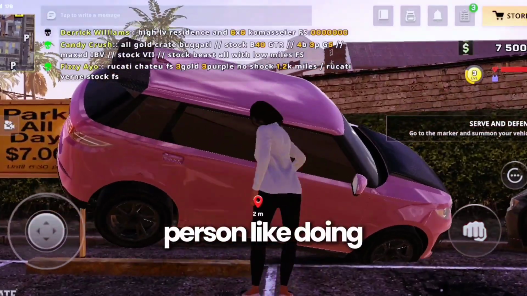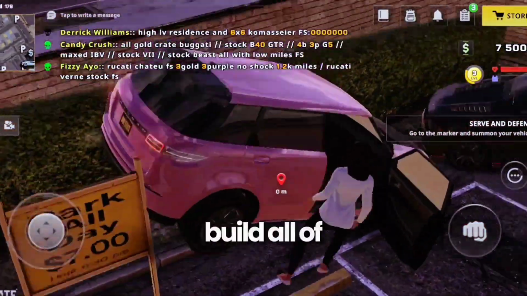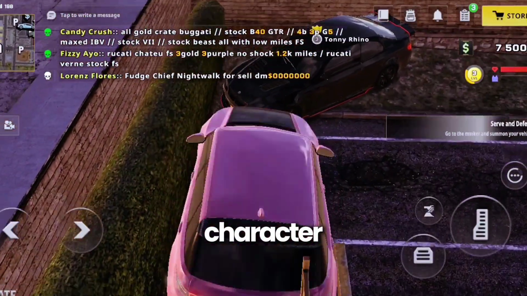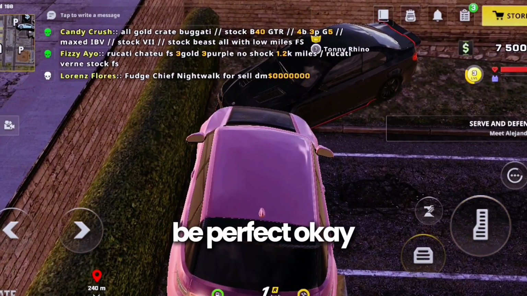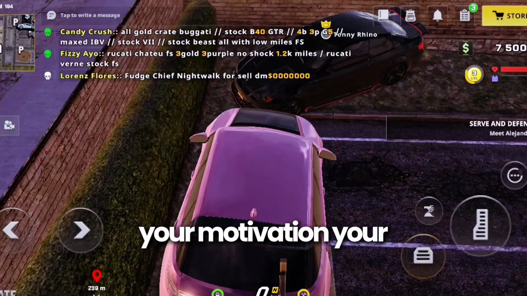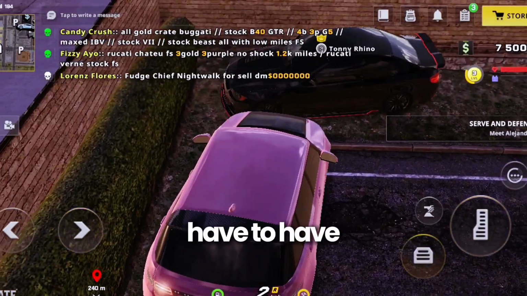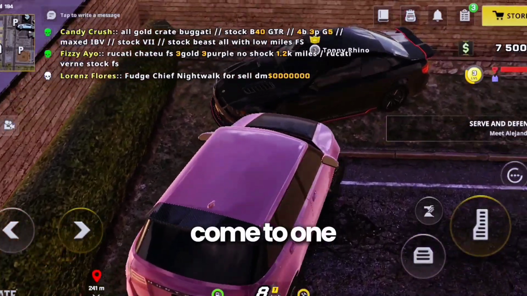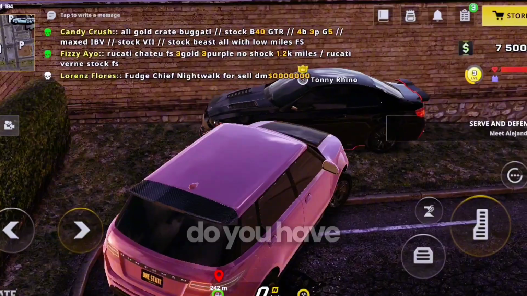What does this person like doing? What is your strength? You have to build all of that regarding your character. You have to build your flaws, because you cannot be perfect, okay? And then you have to build your story, your motivation, your backstory, your goals. You have to have all of those things. Why did you come to Onestate RP? What are you planning to do? Do you have a goal?